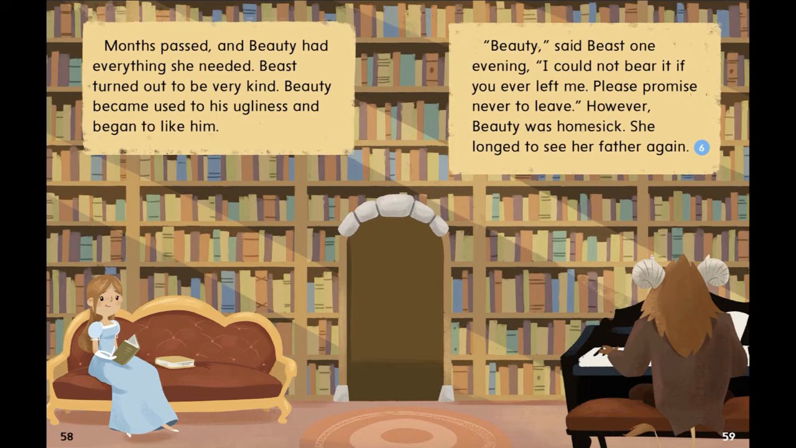Beauty finds that the Beast is kind and they're getting along. Then Beast asks Beauty to promise never to leave him. She missed her father. I predict she will stay with Beast even though she misses her family because she doesn't want Beast to be unhappy and alone.